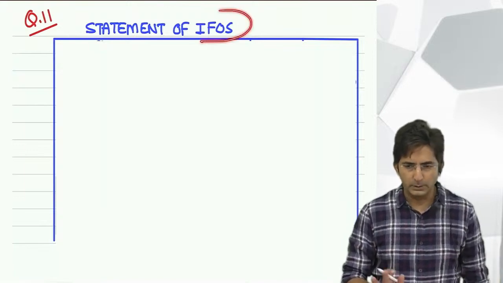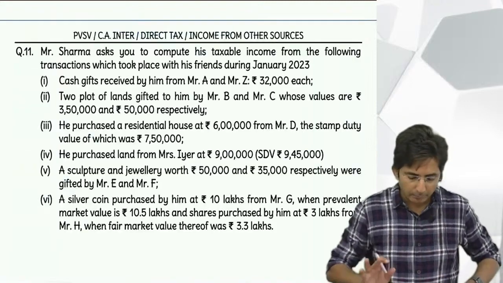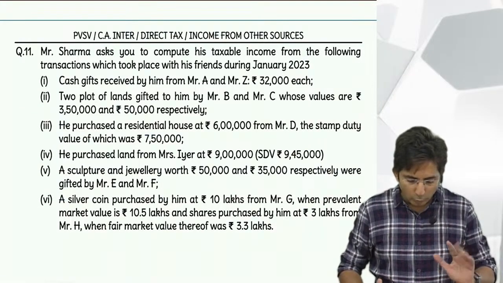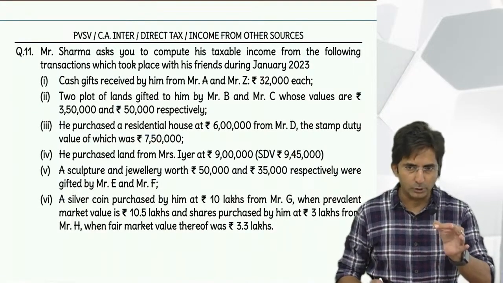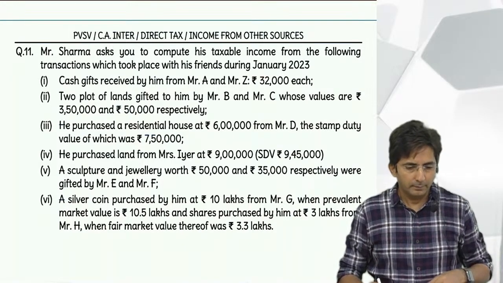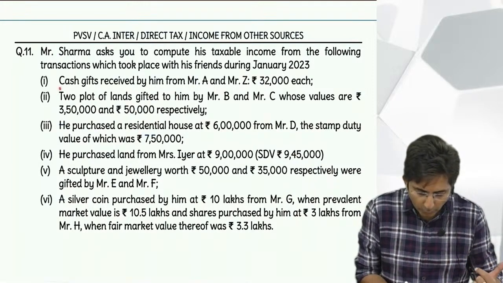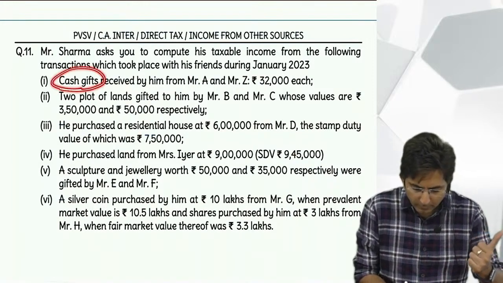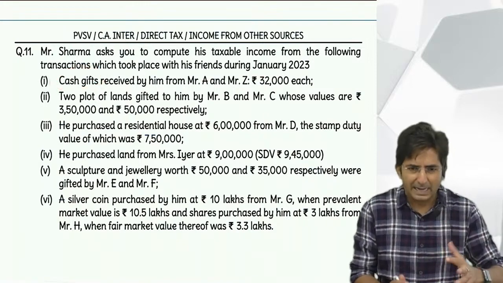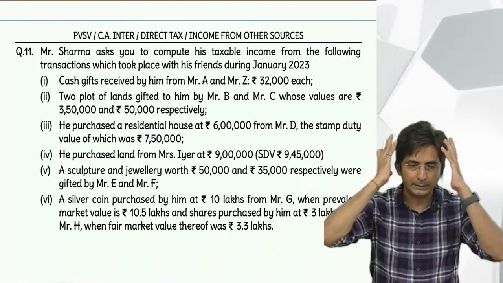Statement of income from other sources. Ready with the statement? Okay, now first, I'll do one thing. Just have a glance over the question. All the points are gift only. We are not reading in detail. Just see orally. First point, cash gift. Don't go in detail. I'm just verifying that all the points are on gift, so that mentally you can think in lines of gift.